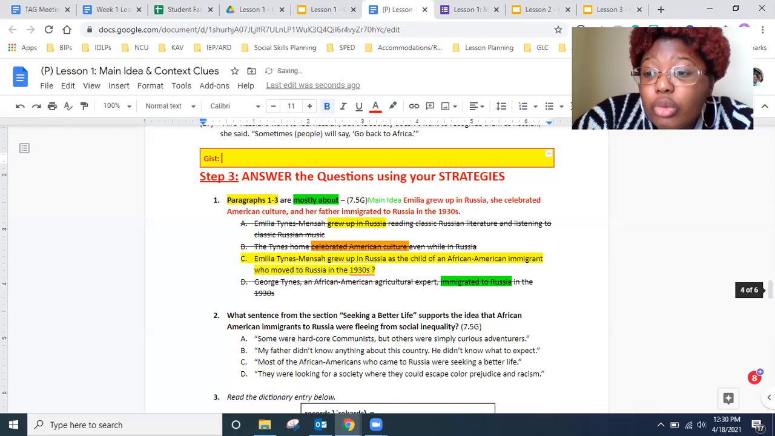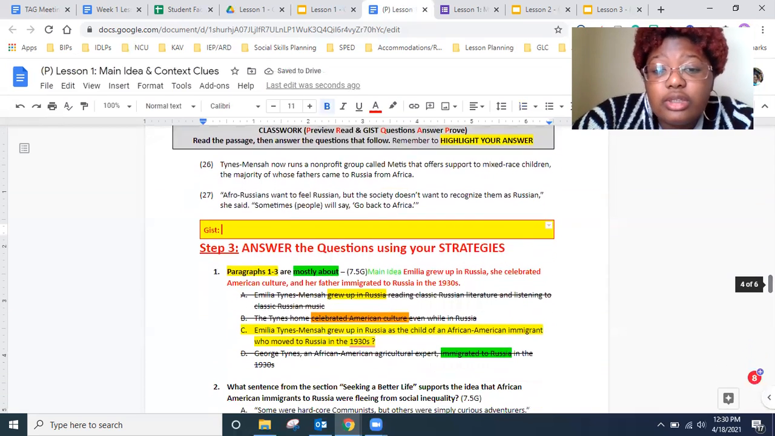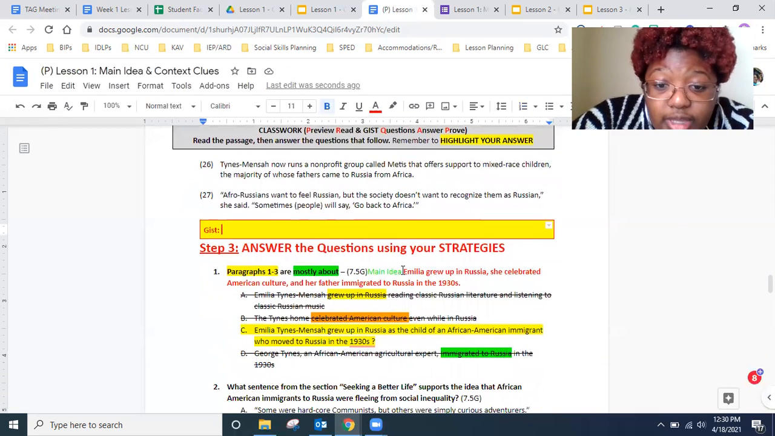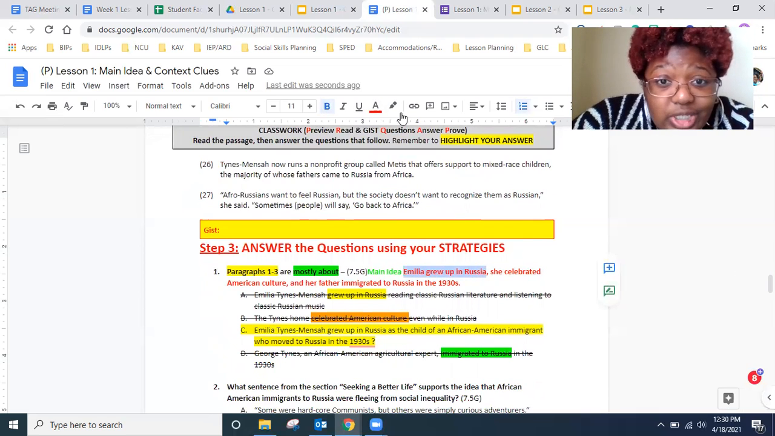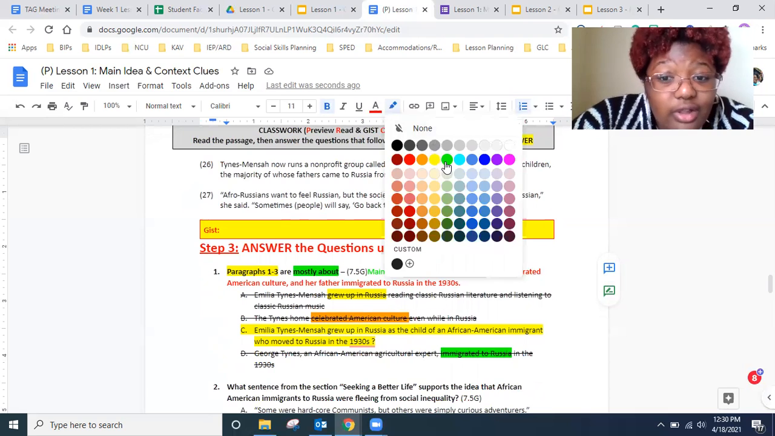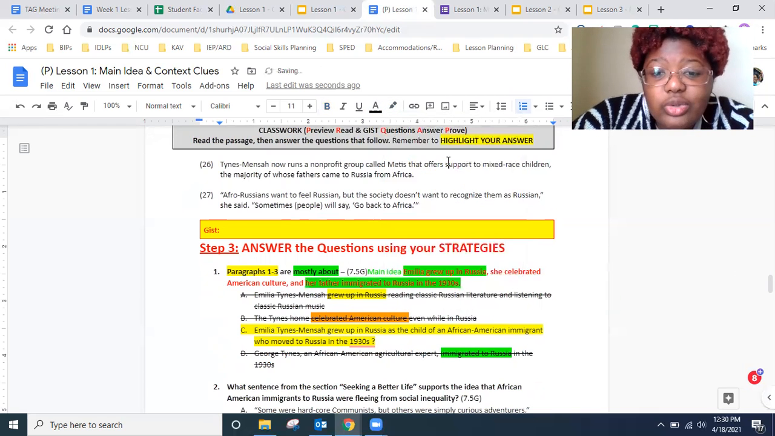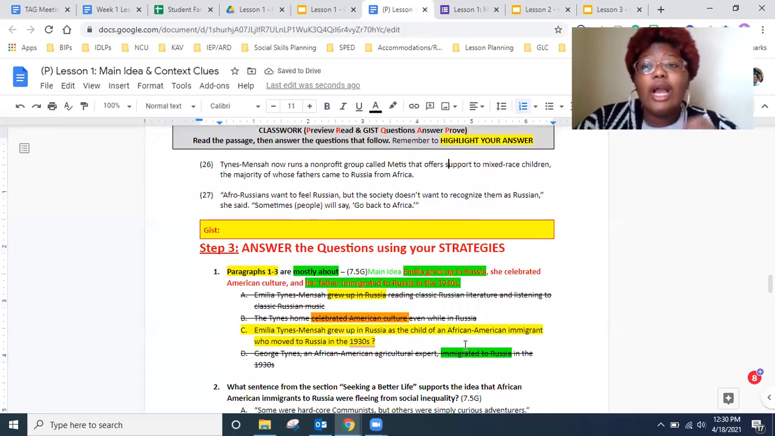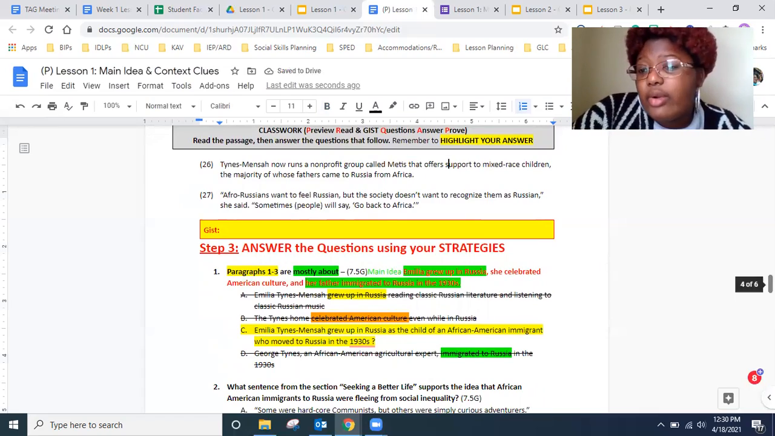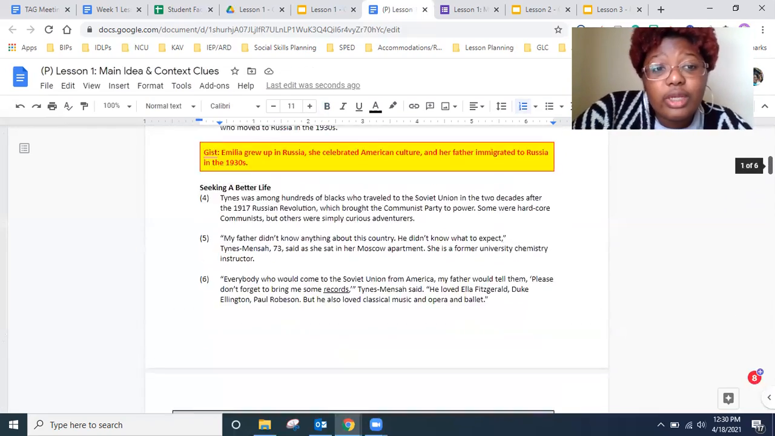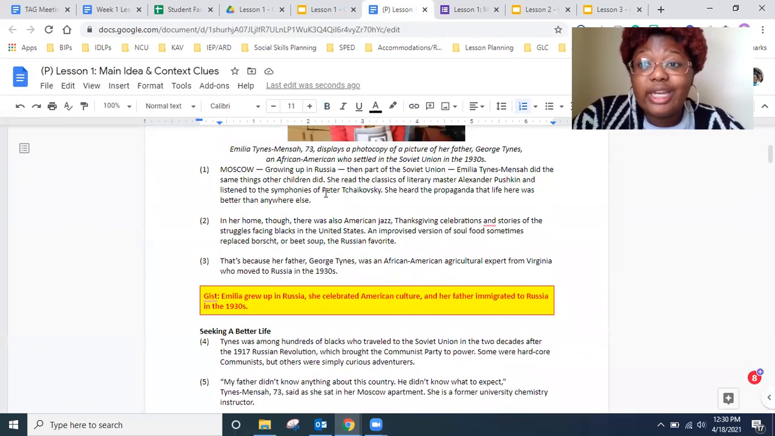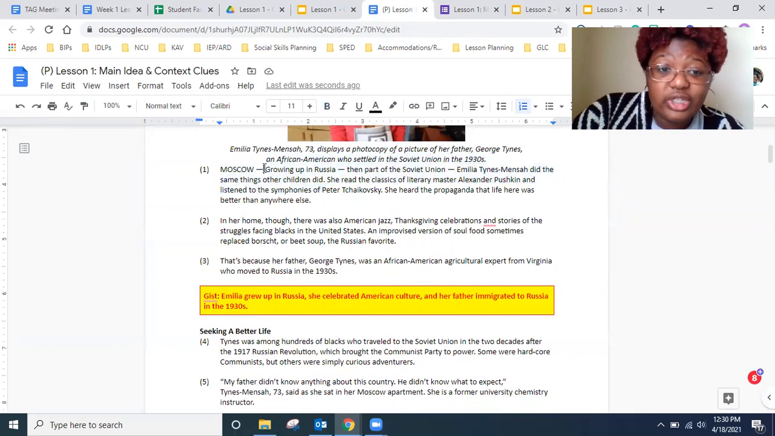Now I need to prove that this is my answer. I can literally prove this by highlighting what I found in my gist. My gist says Amelia grew up in Russia. That was in the text. She celebrated American culture. Her father immigrated. Those are 2 details that are in my answer choice that was also in my gist. I could go a step further by going up to paragraphs 1 through 3 and highlighting the actual text evidence that I use for my gist.